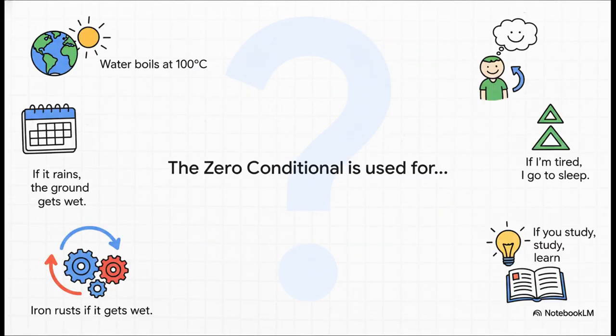And here we are, the last question. So, what's the big picture? What is the zero conditional really all about? And of course, the answer has to be D, for talking about general truths and facts.